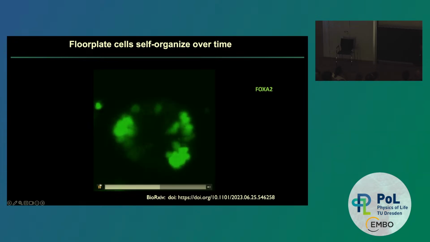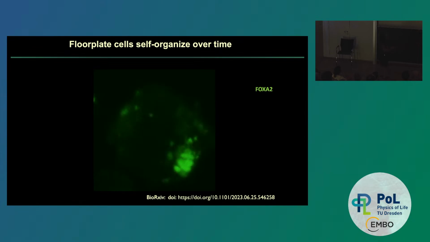So you see 3 clusters forming, and then 2 of them disappear, and then 1 survives. And so by statistical analysis, we could infer that the clusters were competing with each other, and by doing chemical screens, we could identify that BMP is the main molecule that is mediating this cluster competition. And you can read more about that here in this floor plate preprint.